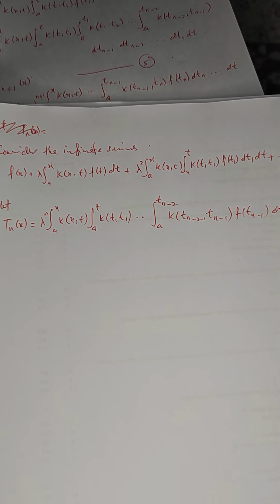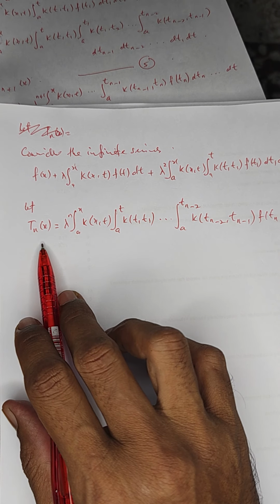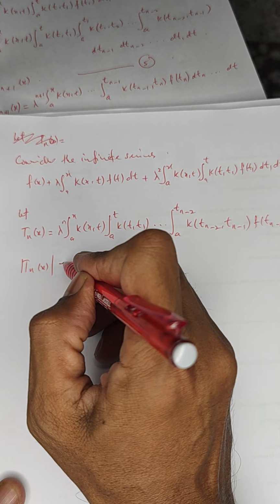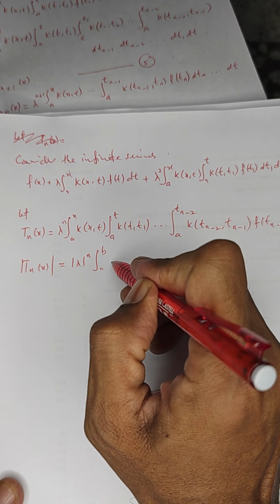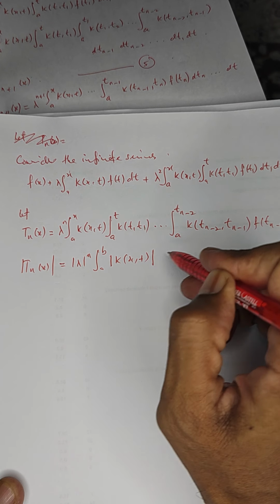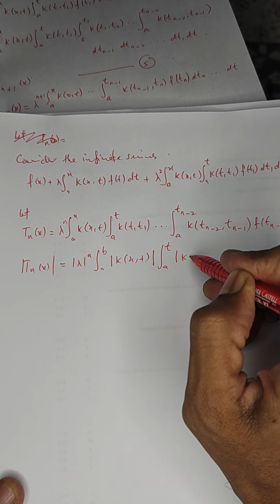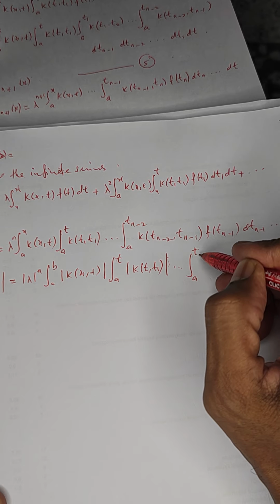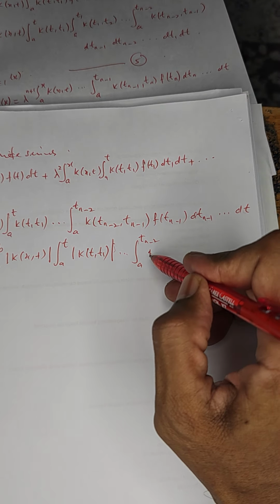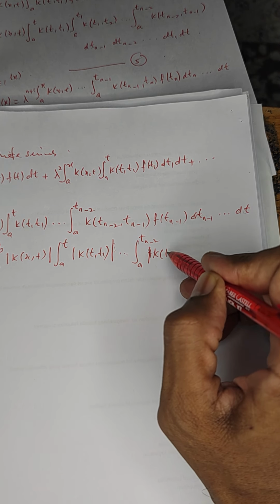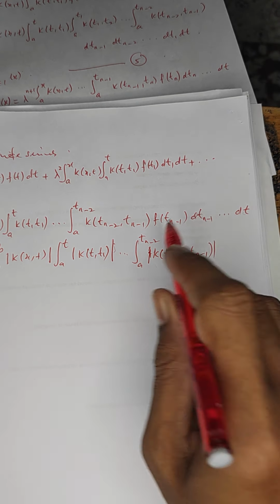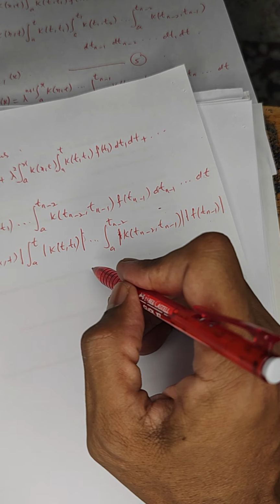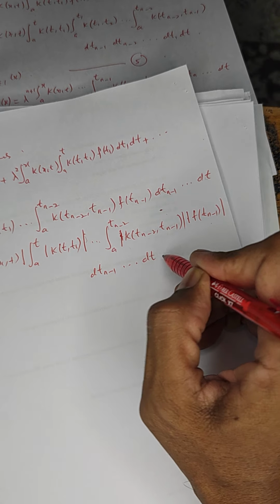Now, if you take the absolute values of both sides of this, T_n(x), we have lambda to the n, the integral from a to b of the absolute value of k(x,t), the integral from a to t of k(t,t1), and so on, up to the integral from a to t(n-2) of the absolute value of k(t(n-2),t(n-1)), and the absolute value of f(t(n-1)), dt(n-1) up to dt.